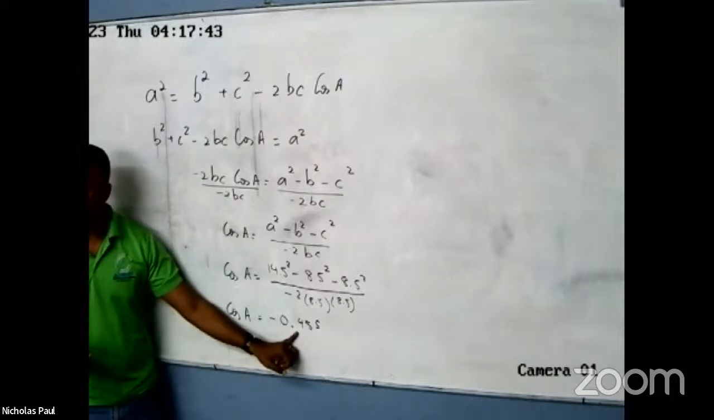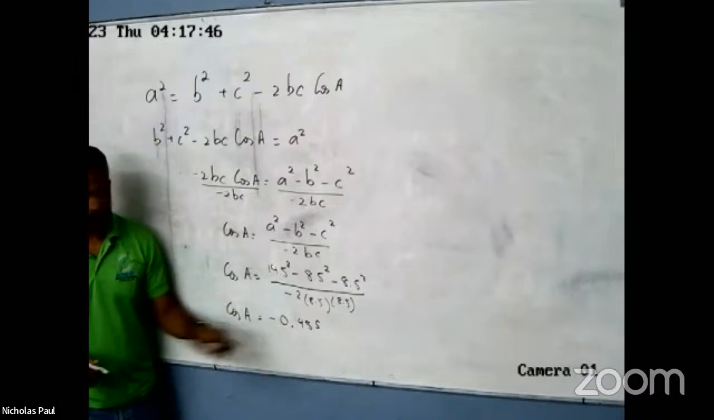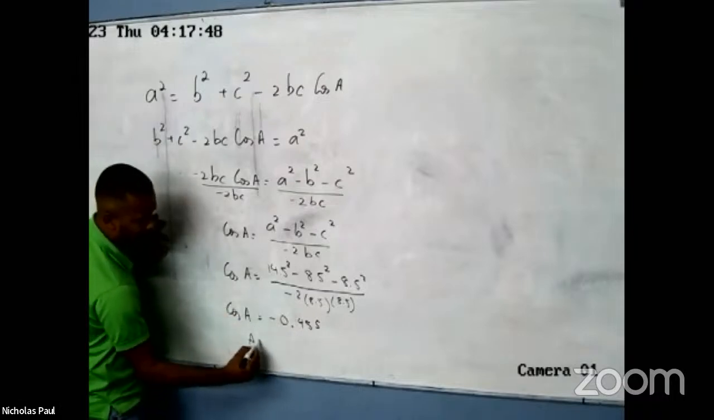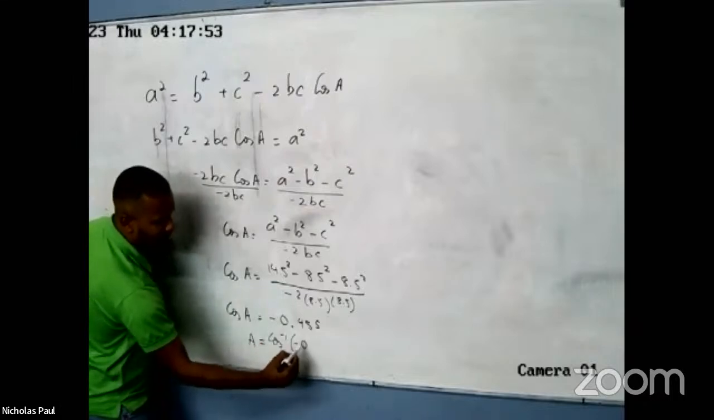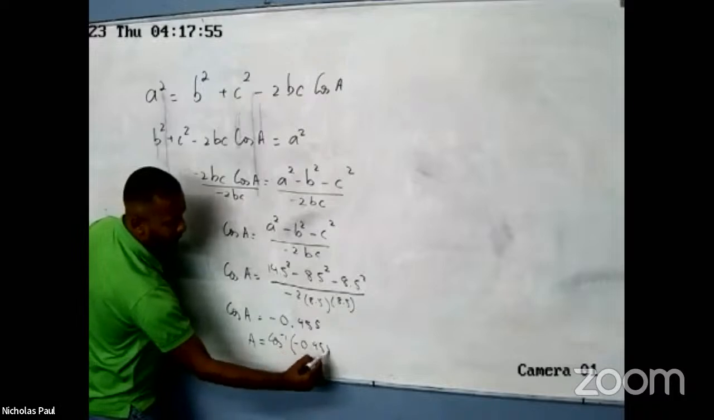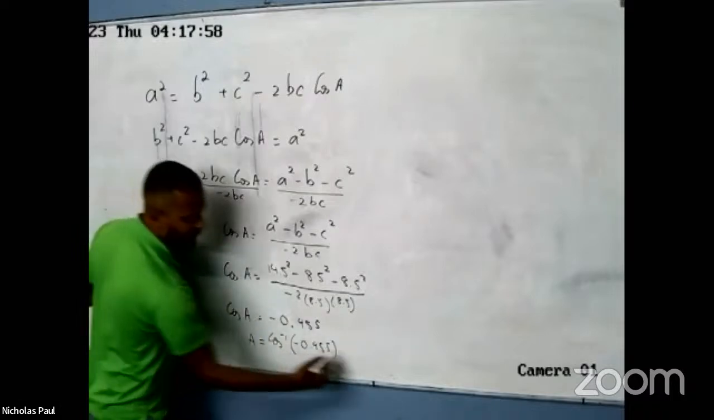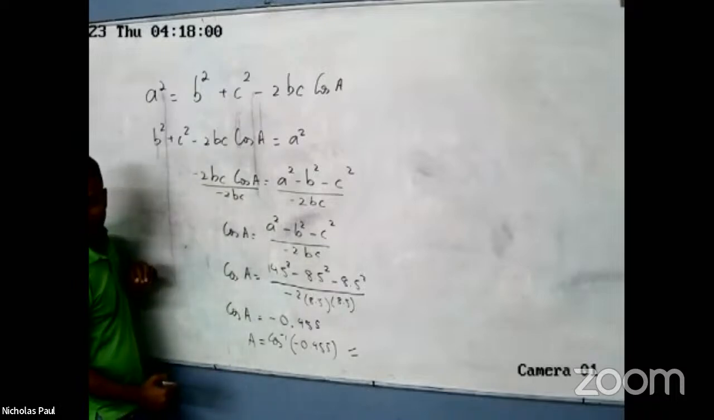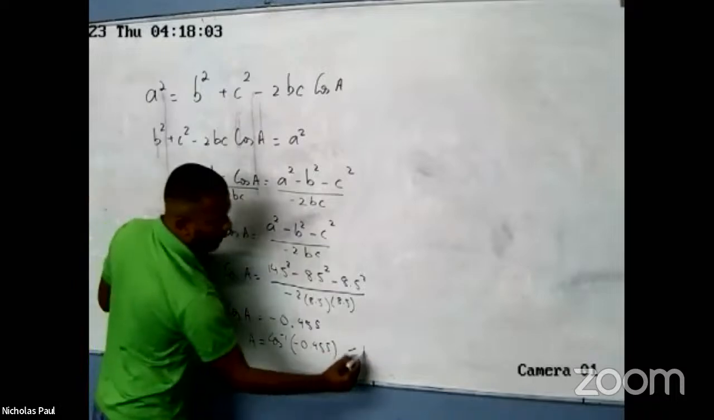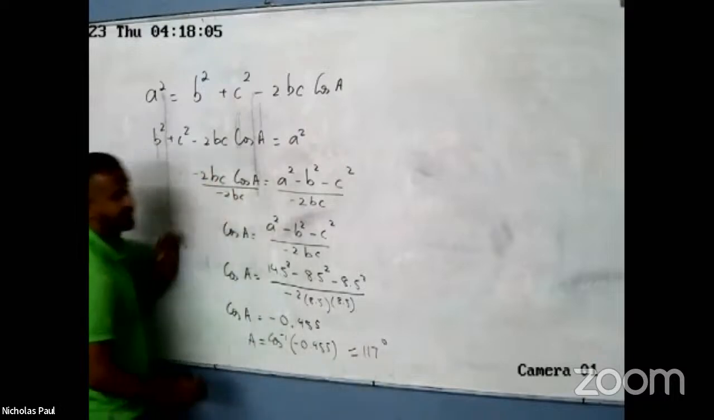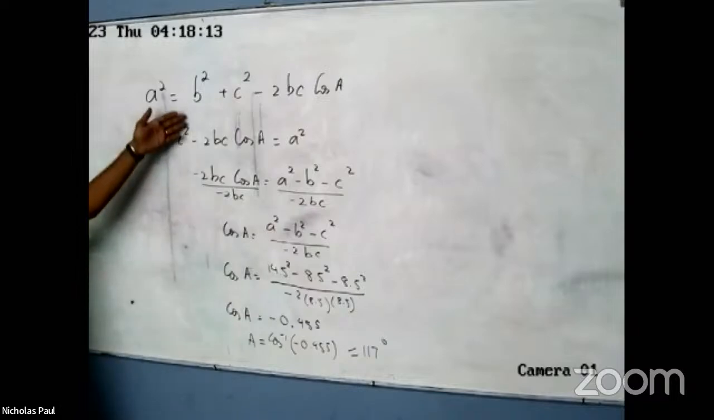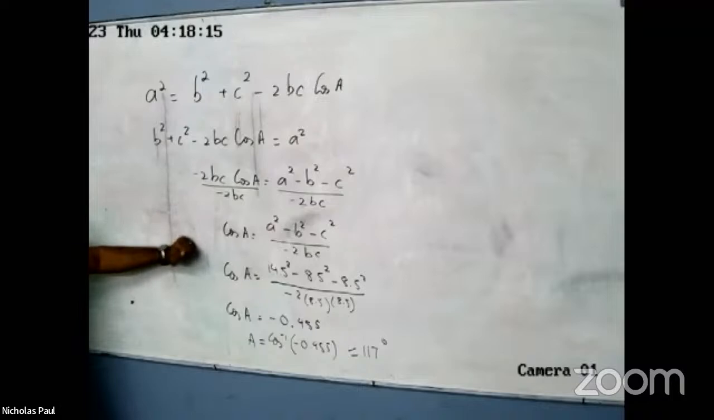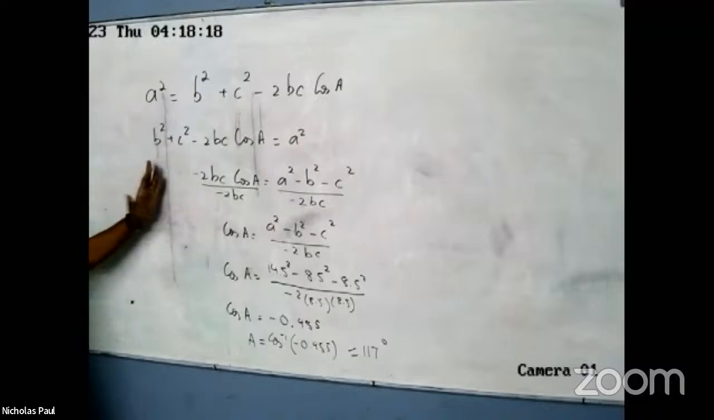So cos A is this. That's okay. So A is equal to cos inverse of negative 0.455. How much is that? 117 degrees, right? To the nearest degree. So this is how you make this the subject of the formula. This is why you have to get practice with it. You're going to get some of this next week, some hard work.